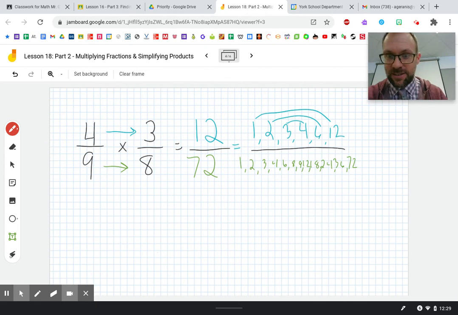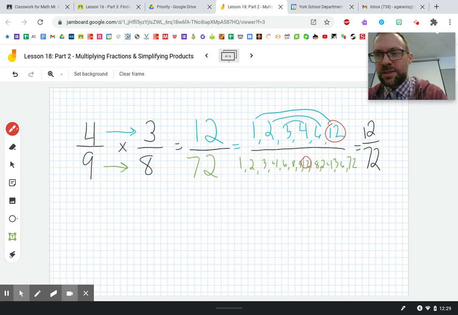Let's find the greatest common factor. What's the biggest number they have in common? I see it. It's 12 and 12. 12 is the greatest common factor. Look at that. So we need to go ahead then and divide 12/72 by 12. Let's do that.